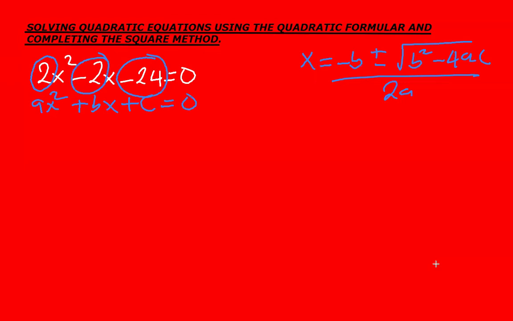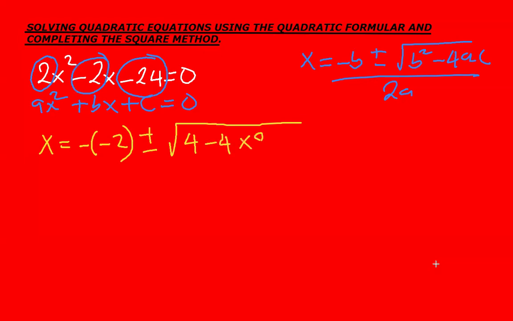So we then get x is supposed to be minus b, where b is negative 2. So it's minus, in brackets, negative 2. Then plus or minus the square root of b squared, which is negative 2 squared. Negative 2 squared is 4. And then minus 4 times 2 times negative 24. And everything over 2 times a. A is 2, so that gives us 4.